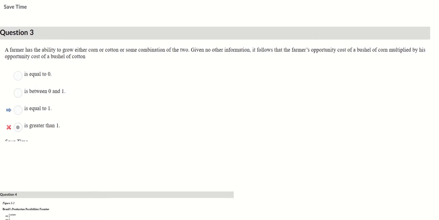All right, so next question. A farmer has the ability to grow corn or cotton or some combination of the two. Given no other information, it follows the farmer's opportunity cost of a bushel of corn multiplied by his opportunity cost of a bushel of cotton equals how much? Now we don't know exactly what the opportunity cost for each one is, but we can find it, because we're not looking for just one opportunity cost. We're looking for the multiple of the two opportunity costs. Let me show you what that looks like.